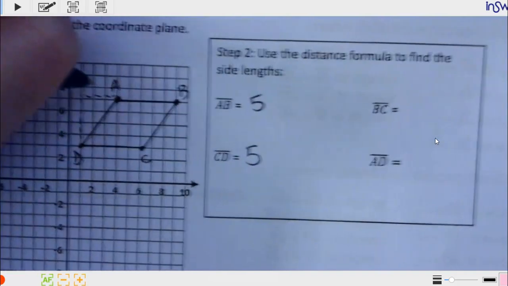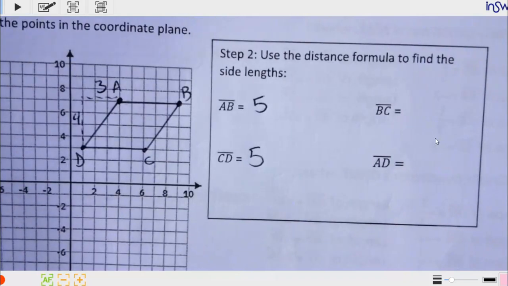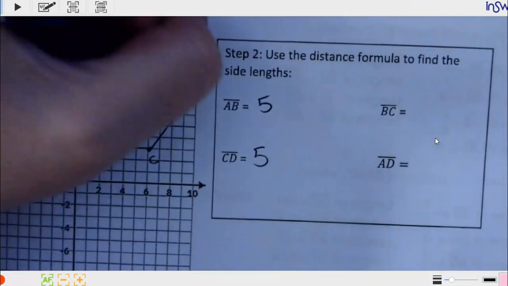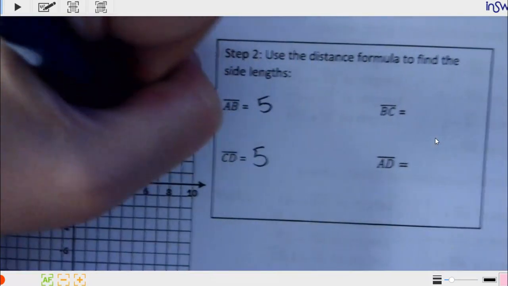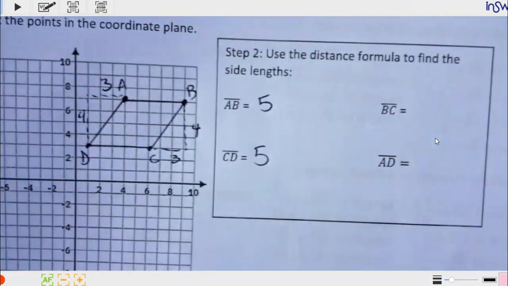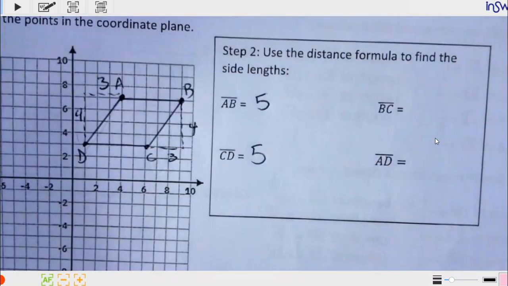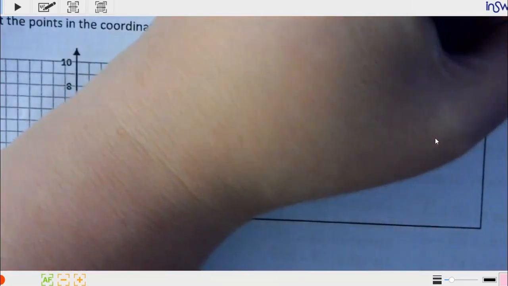This one goes up 4 over 3. So that is my triangle. Up 4 over 3. So same thing with this one. They are the same shape, right? So this is the same triangle. So therefore, AD and BC are going to be the same. We just need to figure out what they are.